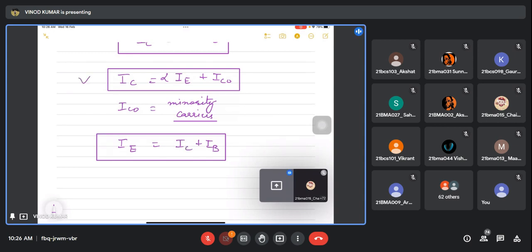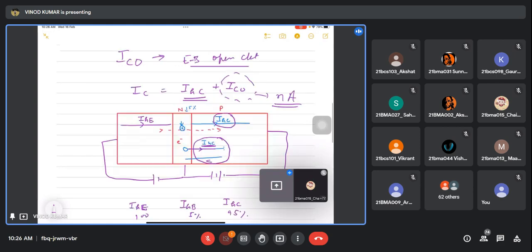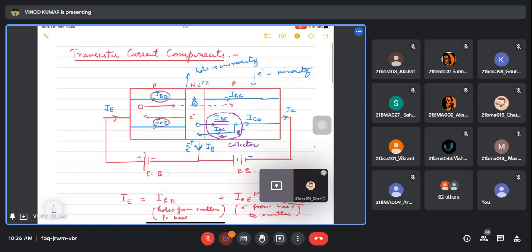Right, so these are some current equations, these are the current components you can see. If you see, we have current components: this is 1, 2, this is 3, this is 4 and this is 5. Five current components, in a way. Any questions regarding this?